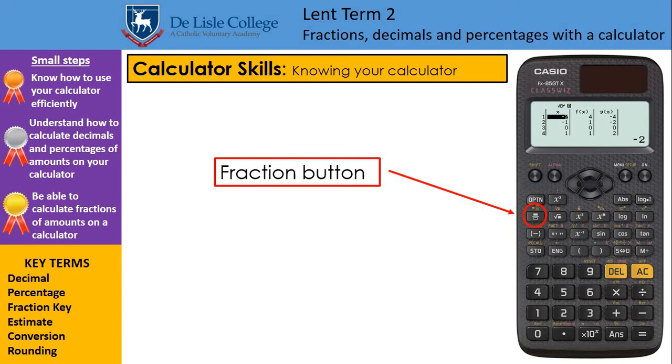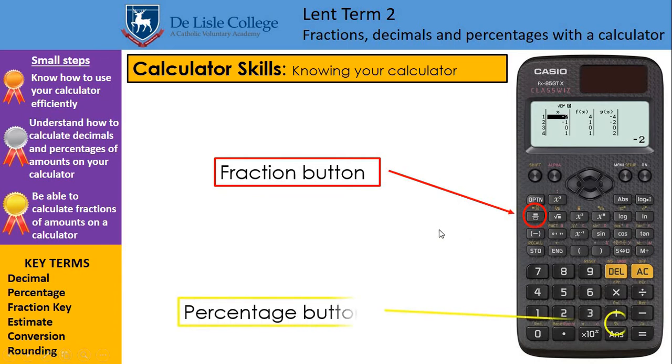Firstly, we want to identify where the fraction button is. So it's this button here on the left-hand side of your calculator with a white rectangle over an empty rectangle. There is also a percentage button on your calculator.